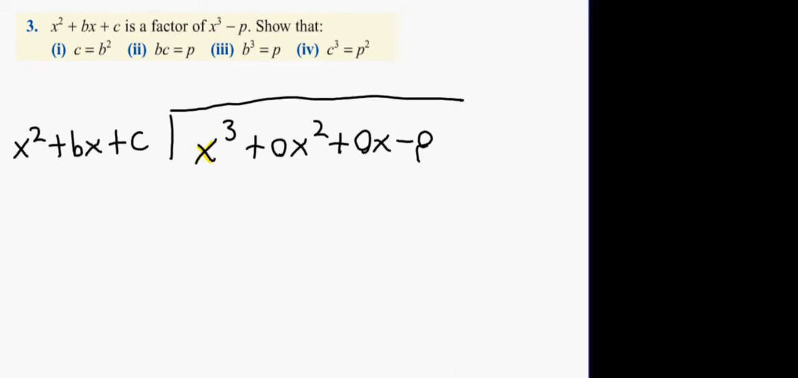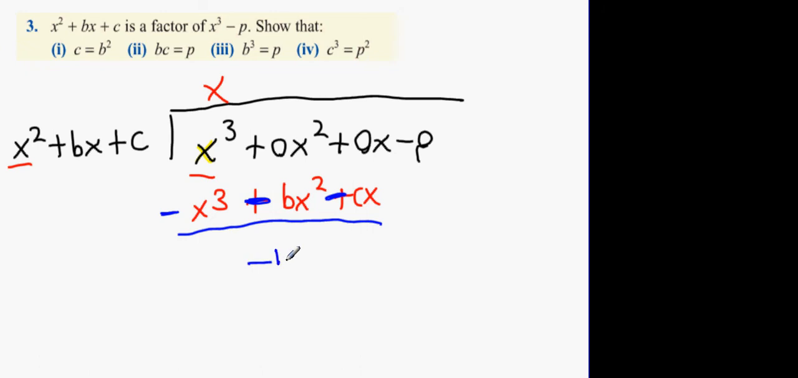Look at the first one and it says x squared divided into x cubed, x times. Multiply x by x squared, we get x cubed. X times bx is plus bx squared. X times c is plus cx. Then change the sign, minus, minus, minus. And what we should get is minus bx squared minus cx minus p. We know it goes in evenly.